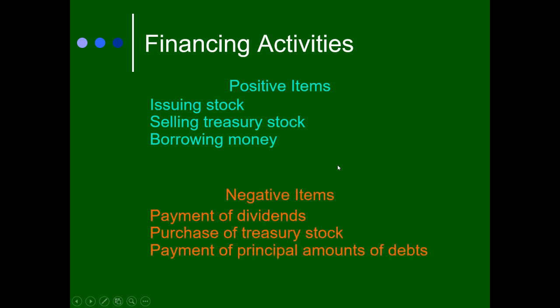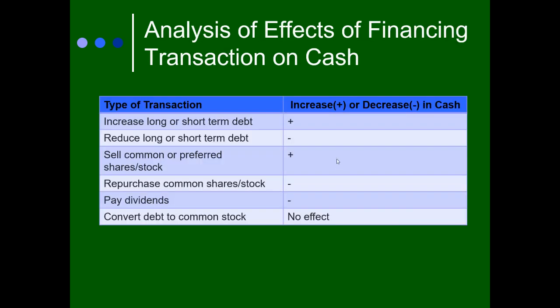Positive items for financing activities are, for instance, issuing stock, selling treasury stock, and borrowing money. Negative items are payment of dividends, purchase of treasury stock, and payment of principal amounts of debt. So these are the analysis or effects of financing transactions, where it involves cash inflows and outflows. It will have an effect.